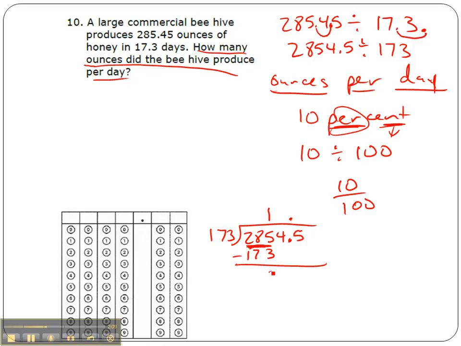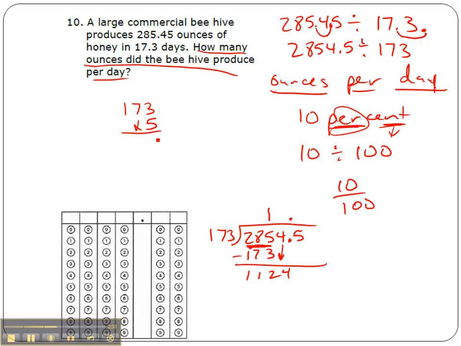Subtract. 5 minus 3 is 2. 8 minus 7 is 1. 2 minus 1 is 1. Bring down the 4. Now, how many times does 173 go into 1,124? Nobody knows, so we have to try 173 times some different numbers, and we have to think what would be a good estimate. 173 is less than 200, but it's close. And 200 would go into 1,000 5 times. So let's just try 5 first and see what we get.